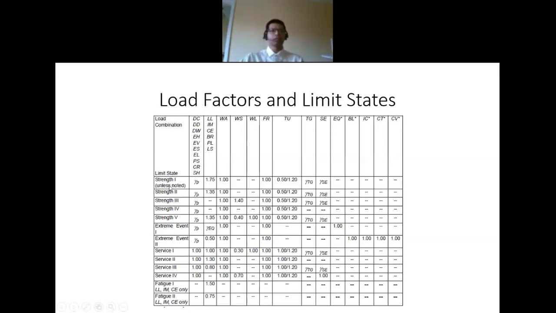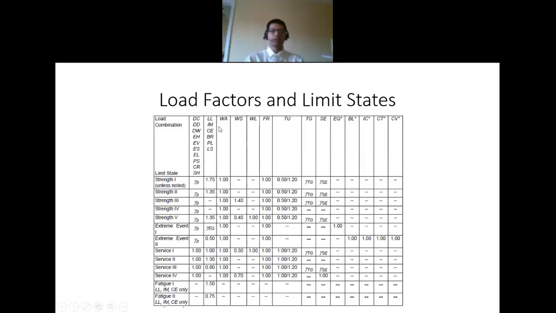To check the load combination of strength one limit state, we need to multiply these loads with the factor which is shown here. For example, if we know that DC is, let's say, 100 newtons, and let's say gamma P is 0.9. So that's 0.9 times 100, 90, plus let's say the live load is maybe 10 newtons. So 10 times 1.75, which is 17.5.